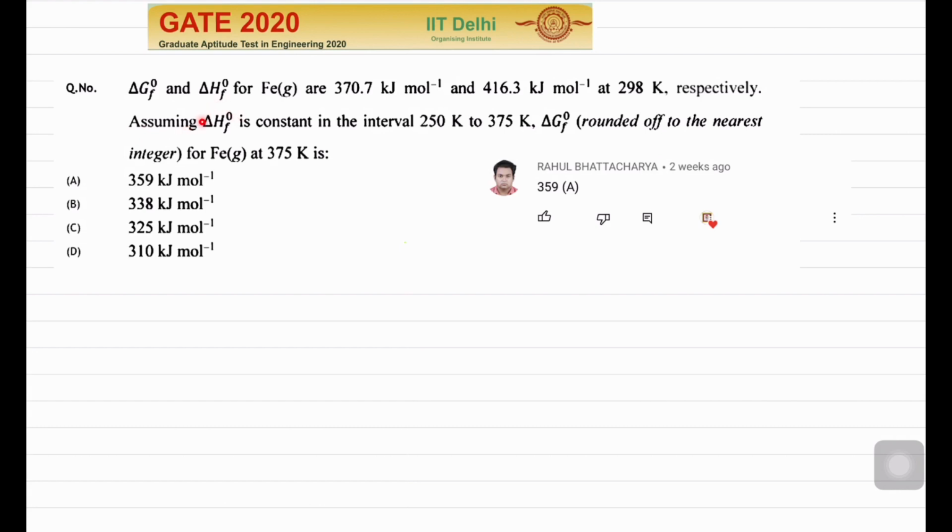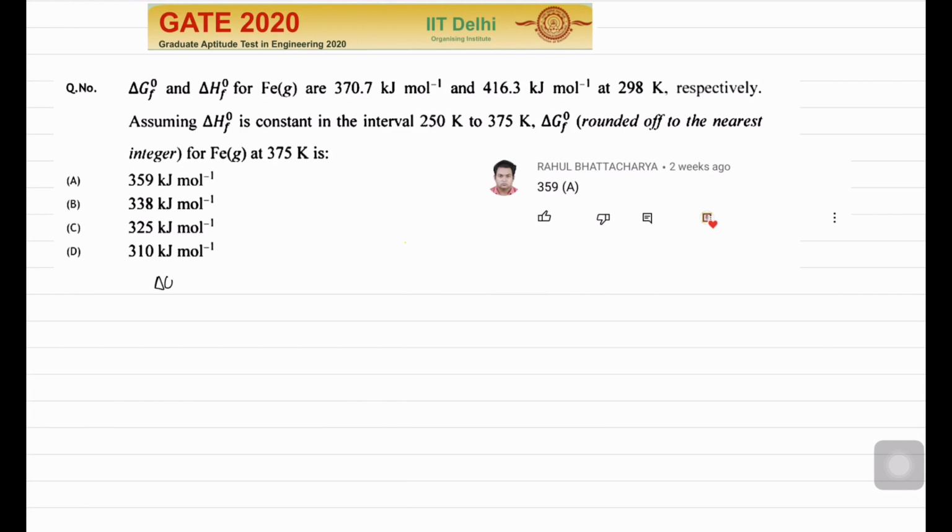Assuming delta H naught F, that is the standard enthalpy of formation, is constant in the interval of 250 Kelvin to 375 Kelvin. So in that interval, we have to assume that delta H naught F is constant. It is not changing. So what is the value of delta G naught F, rounded off to the nearest integer, for Fe gas at 375 Kelvin? So basically, what is the information that is given to us?